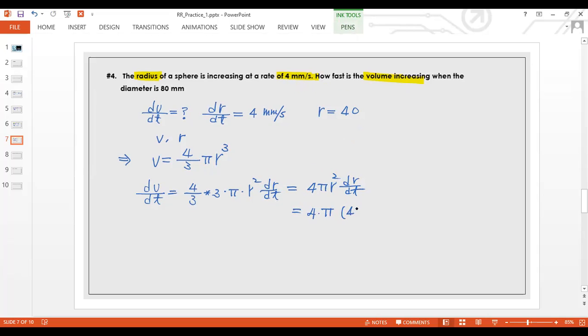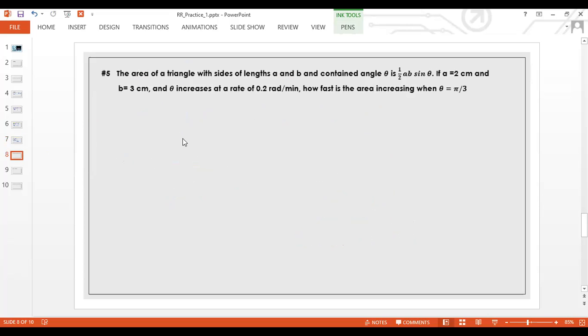So r squared, r is 40 millimeters squared, and dr/dt is 4, right? So now this will be 25600 pi, and the units are millimeters cubed per second, because it's a volume here. This one is pretty straightforward as well. We are going to get a little harder, especially the second part, but right now those are the kind of simple problems we need to know how to do.